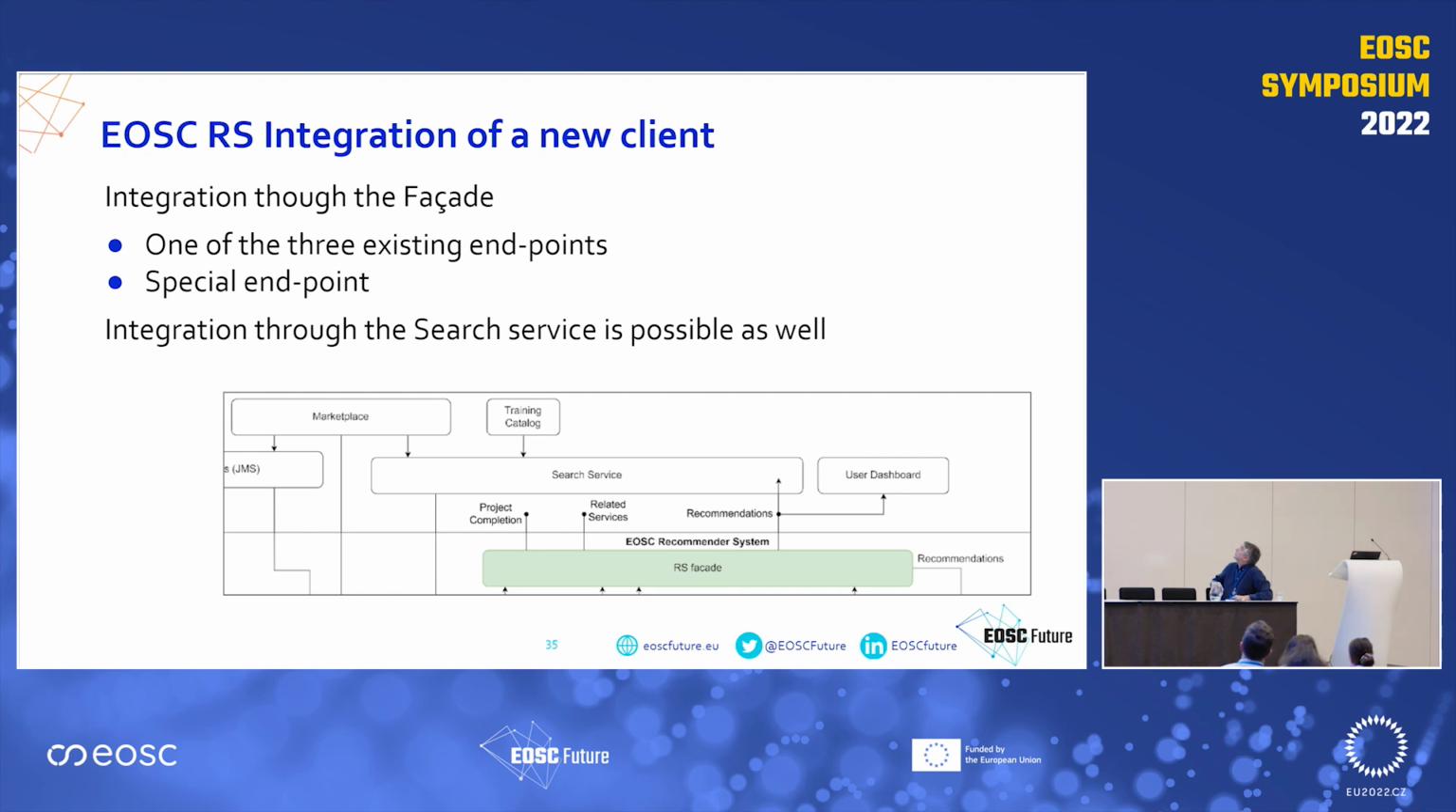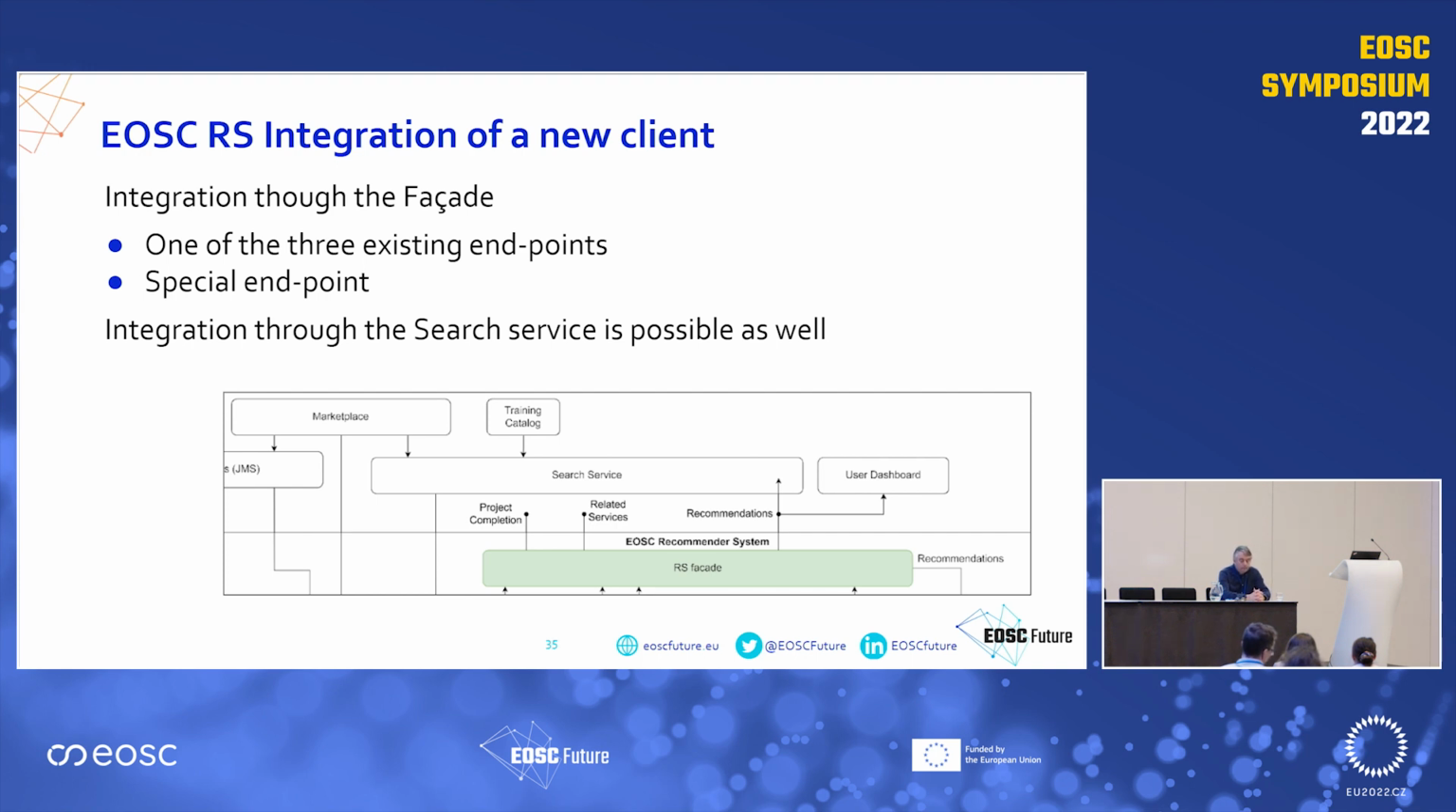So if you want to, for example, EOSC Exchange would like to see the recommendations for the providers, they could be integrated through any of the three points, or we could talk about the creation of a specific endpoint in the facade to integrate the specific needs of the, so to speak, client of the recommender system. So that's three ways to integrate the data source, an additional data source.